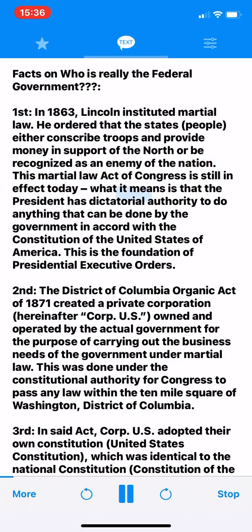What it means is that the president has dictatorial authority to do anything that can be done by the government in accord with the Constitution of the United States of America. This is the foundation of presidential executive orders.